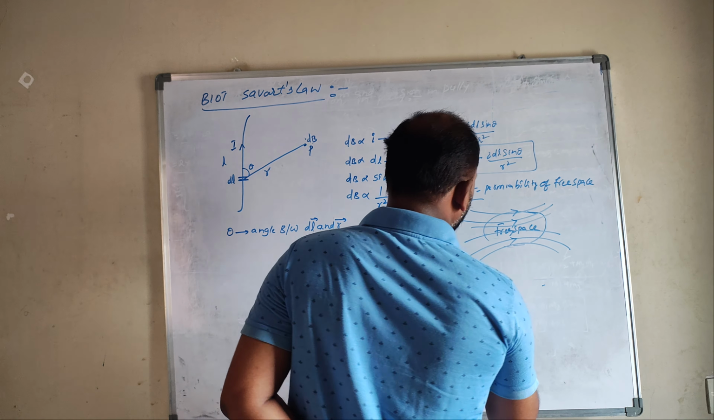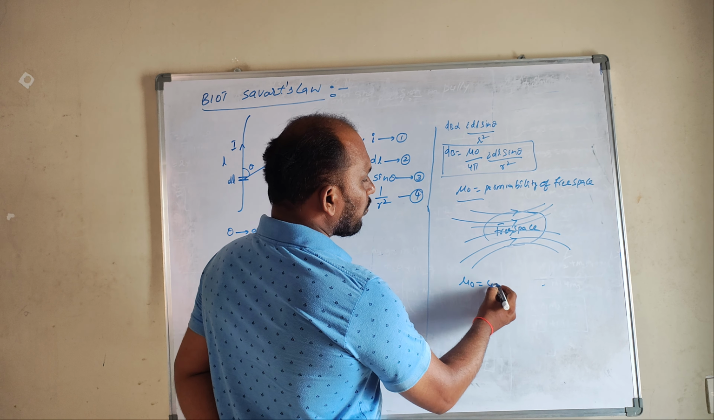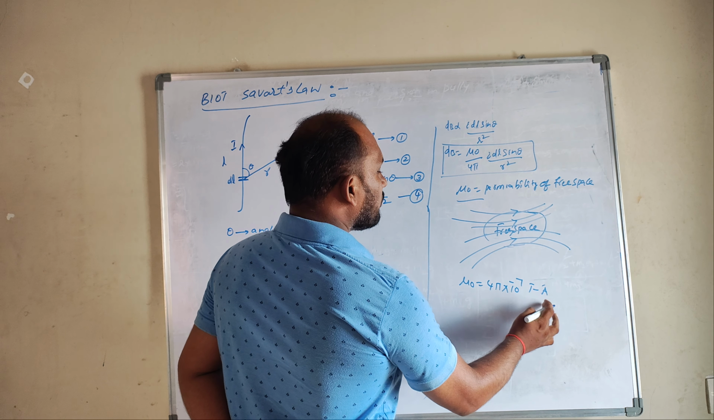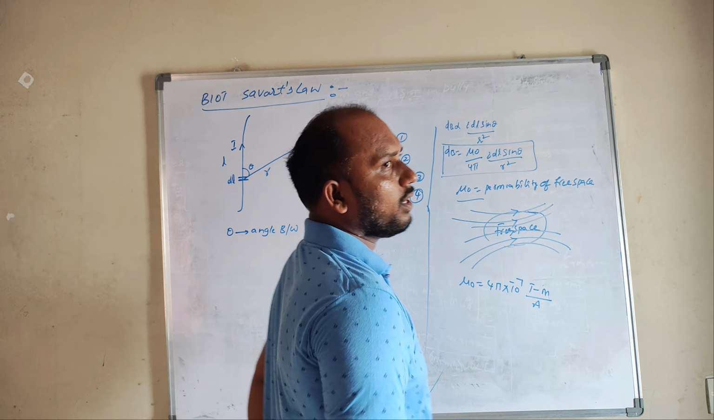Generally the mu naught value is 4 pi into 10 power minus 7 Tesla-meter per ampere. So very important.